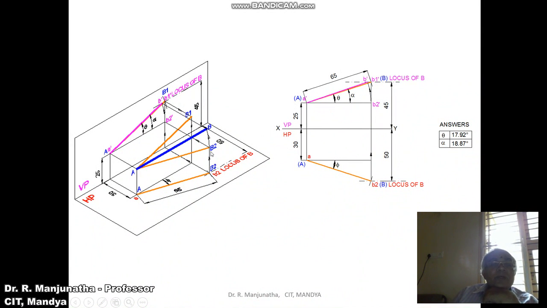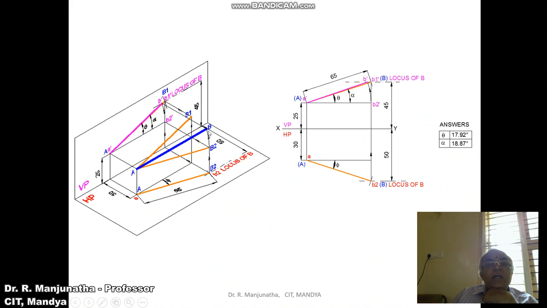So once you get this, you rotate the true length in the front view such that B2, instead of being above HP by 25 mm, will be above HP by 45 mm. To do that, with A as center, taking the radius of AB2, you rotate it such that B2 will be above HP by 45 mm. That is also quite evident here. It is cutting here at this point on the locus of B. Then join A dash B dash with a dark line.